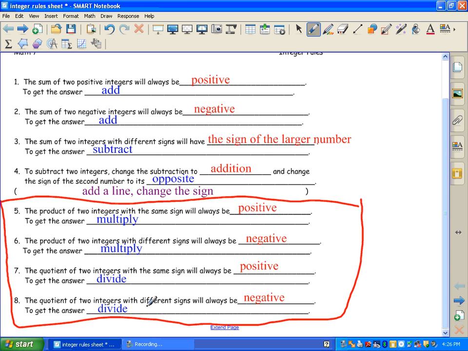So, like I said, it's really the same rule. Whether I'm multiplying or dividing, all that I'm worried about is if they have the same sign, then it's positive. If they have different signs, it's negative. And I just multiply or divide whatever the problem says.